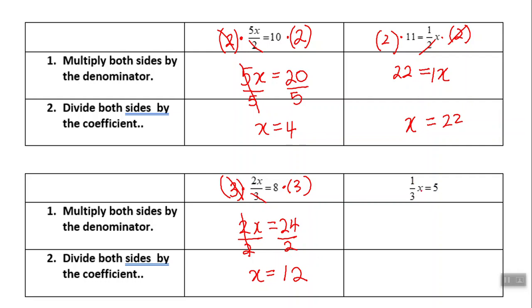Next example, 1/3 x equals 5. Your denominator is 3. You have to multiply by 3. 3 and 3 are cancelled. You have 1x equals 5 times 3 is 15. 1x is the same as x. Or if you divide by 1, because here the coefficient is 1, they will be cancelled. X equals 15. So either way, you can think of 1x as x automatically, or you can think of 1 as a coefficient and divide both sides by 1.